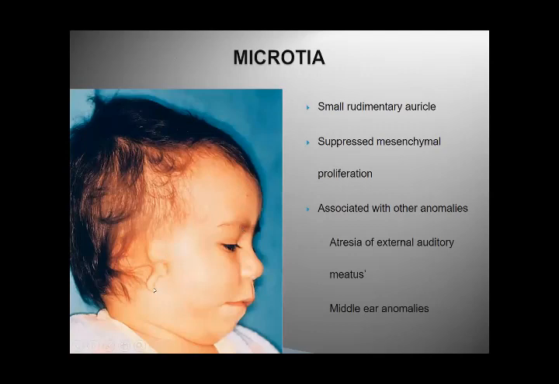Microtia, small ear, very small, rudimentary, properly develop नहीं हुआ. ठीक है, because mesenchyme की जो proliferation थी at this particular site, that was suppressed. It is generally associated with the other anomalies. Middle ear की anomalies हो सकती हैं, external ear, external auditory meatus की हो सकती हैं anomaly.